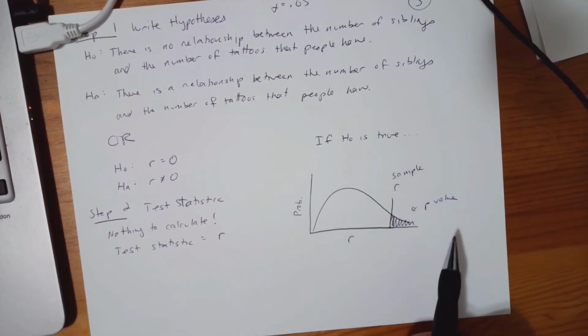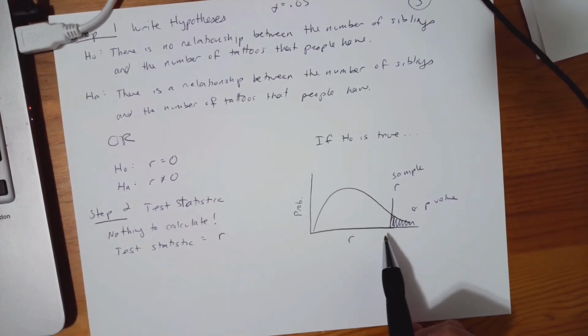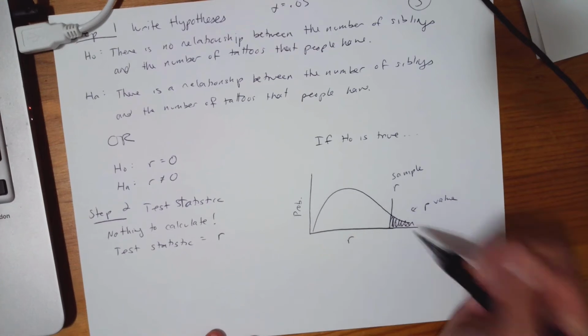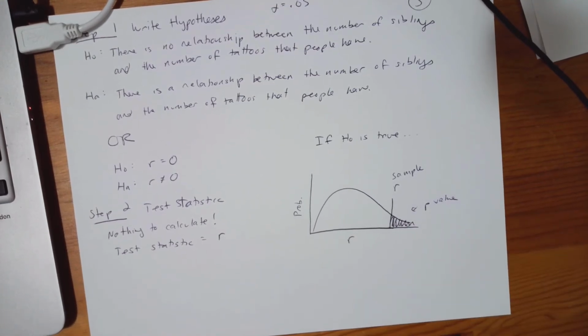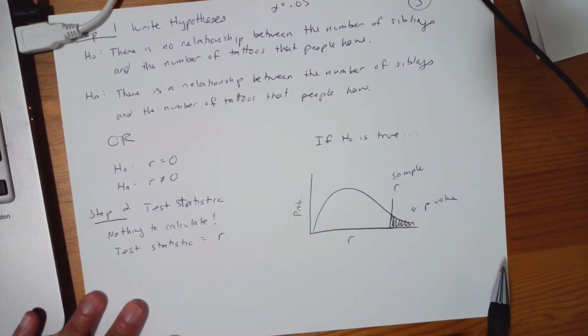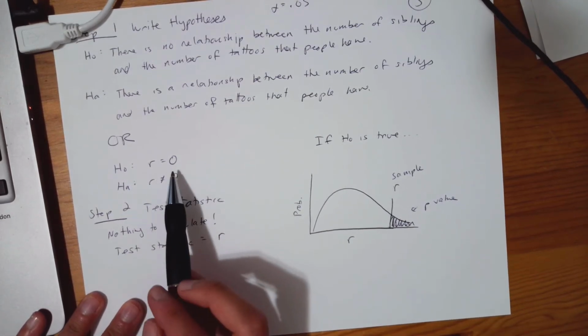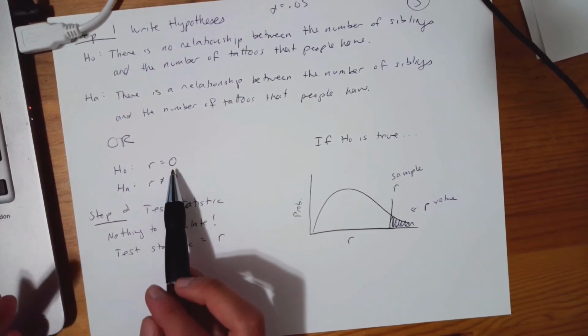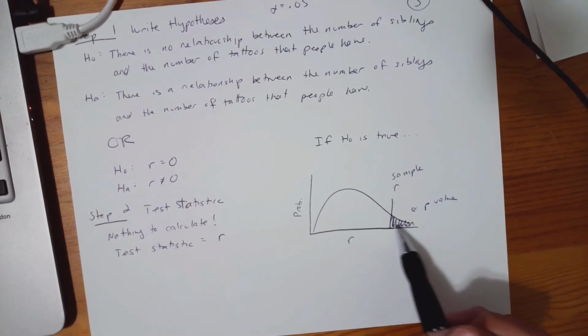And depending on how much bigger than 0 your sample correlation is, you'll get a p-value that's equal to some number, and we'll be using that to decide whether to reject the null hypothesis. So a bigger sample R value is less likely to have come from a population where the true value is 0, and so the smaller a p-value you'll have.